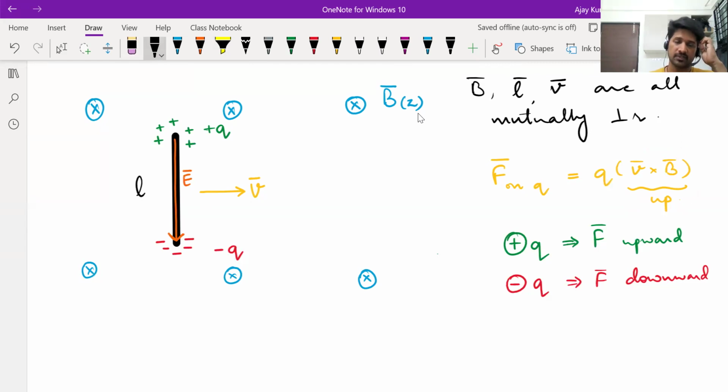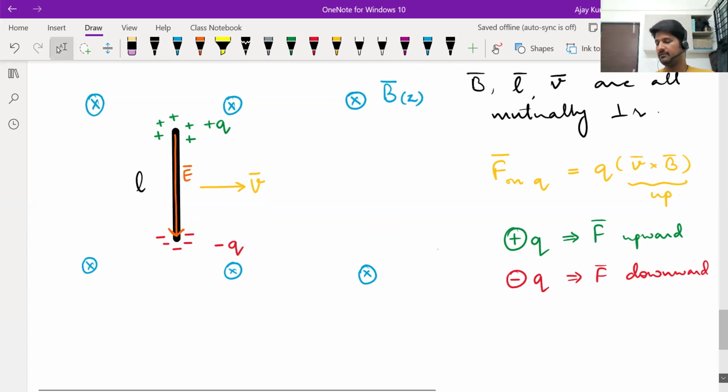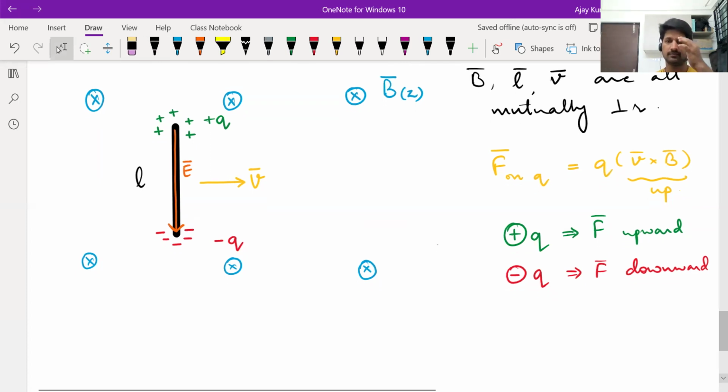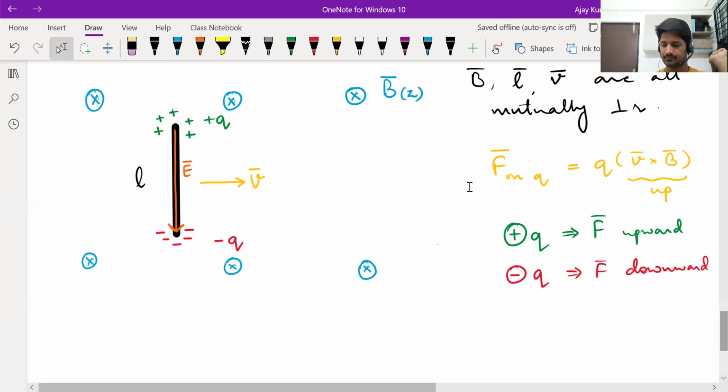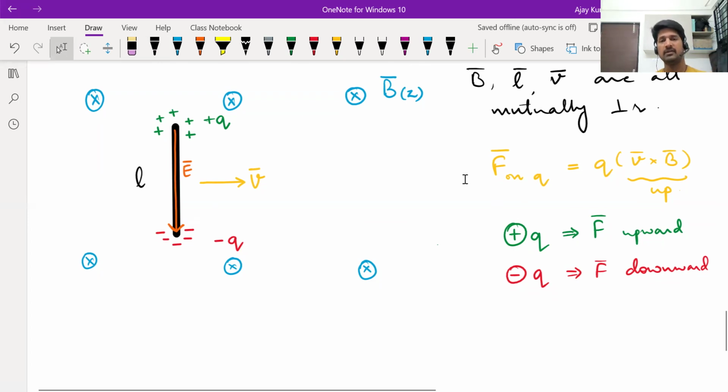We have to derive an expression for the potential difference that is developed now. How much EMF is produced is what we need to find out. Can one of you tell me the relation between electric field and potential difference?